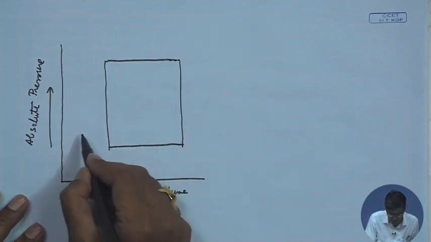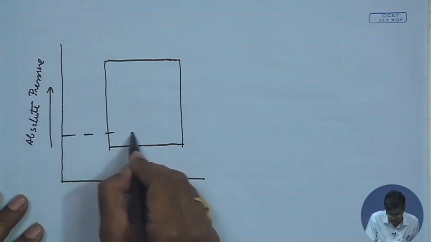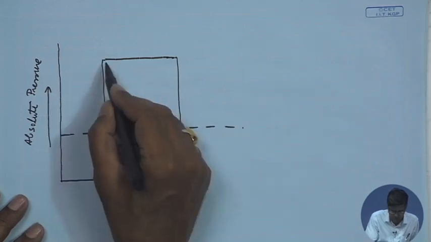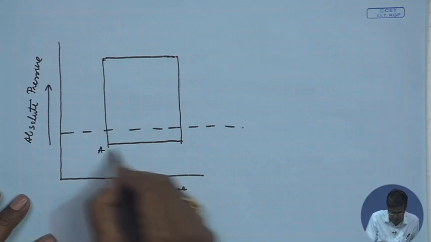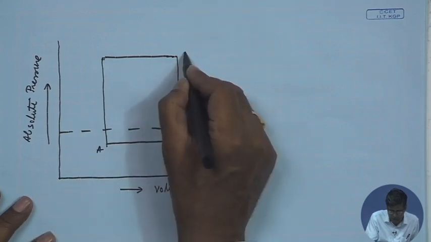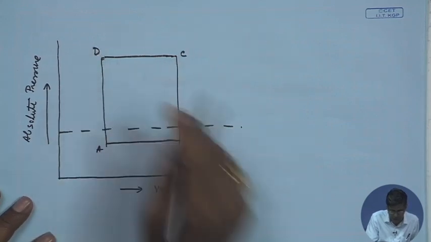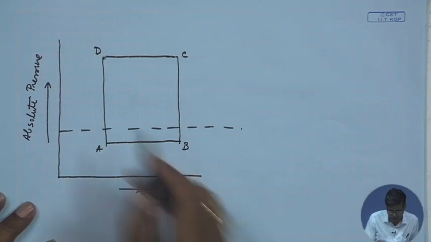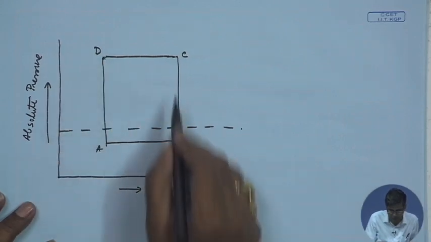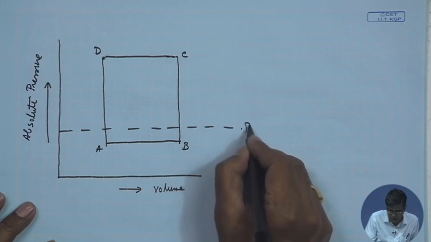Let me first draw, then I will explain. The ideal pressure volume diagram, like a cycle diagram in thermodynamics for a thermodynamic cycle, looks like a rectangle ABCD. What is this?